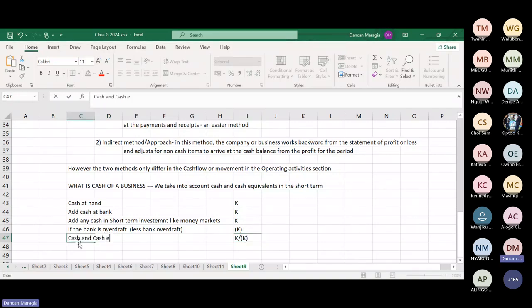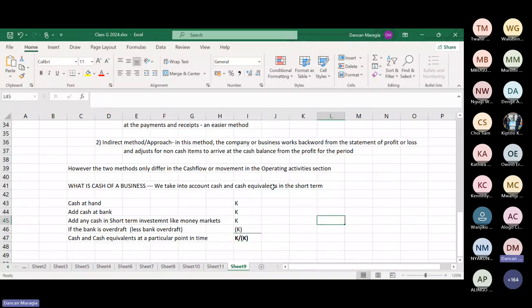Cash and cash equivalents at a particular point in time, which can be a positive or a negative. Generally, that is what constitutes cash and cash equivalents.